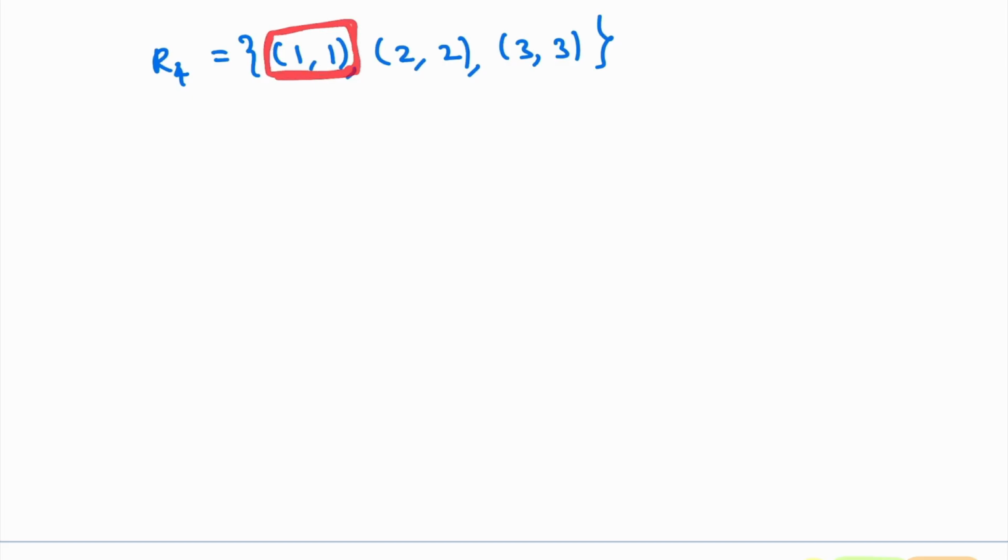You see this (1, 1). This ends with 1. Any other that starts with 1? No other starts with 1. And moreover, we know that this type of ordered pair always satisfies the transitive condition, right? So we say that this passes the transitive test. Now come to this. This ends with 2. Any other that starts with 2? No.